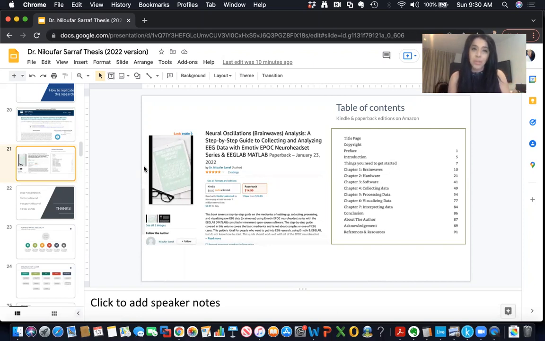So for anybody who wants to use the Emotiv EPOC neural headset series as hardware and EEGLAB MATLAB as software, and you're bumping into problems, this is your book, because it will really help you with setting up both the hardware as well as the software. It also shows you step by step how to set it up, because there are a lot of challenges with setting it up and even collecting data. It also shows you step by step how to visualize those data.